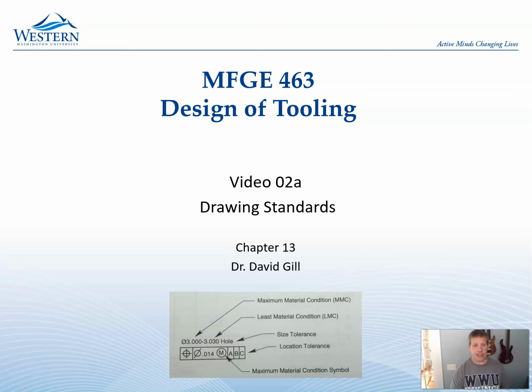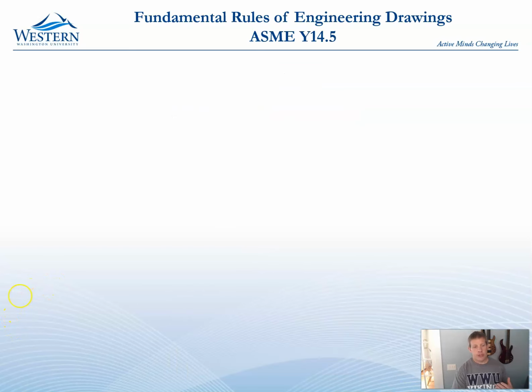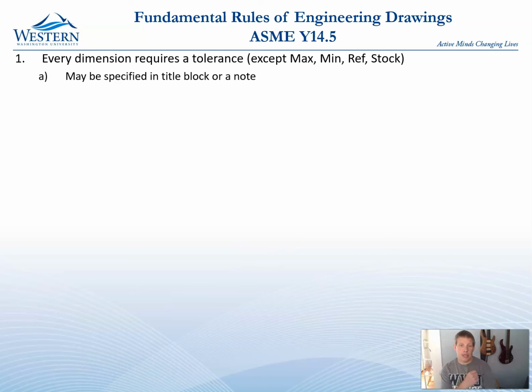So let's look at the drawing standards. The drawing standards are governed by ASME 14.5, which is a standard that has been adopted within the United States. It is similar to ISO standards, but not exactly the same. Some things that you need to do when you are creating an engineering drawing: every dimension has to have a tolerance, except for max, min, reference, and stock. So it has to have a tolerance.